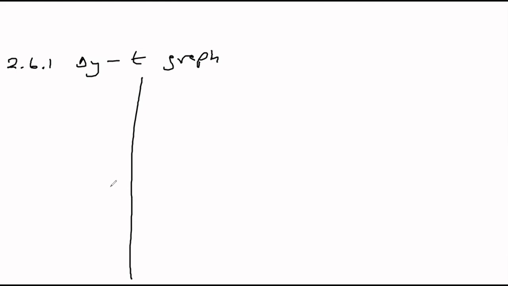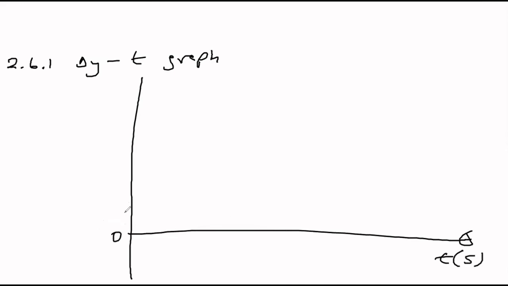Okay, let's go to the next question. The next question, 2.6, is to draw. We need to draw position time graph, velocity time graph, and the acceleration time graph. 2.6.1, the position time graph. Okay, let's sketch. So along the x-axis, we have time measured in seconds. So along y-axis, we have the displacement measured in meters.